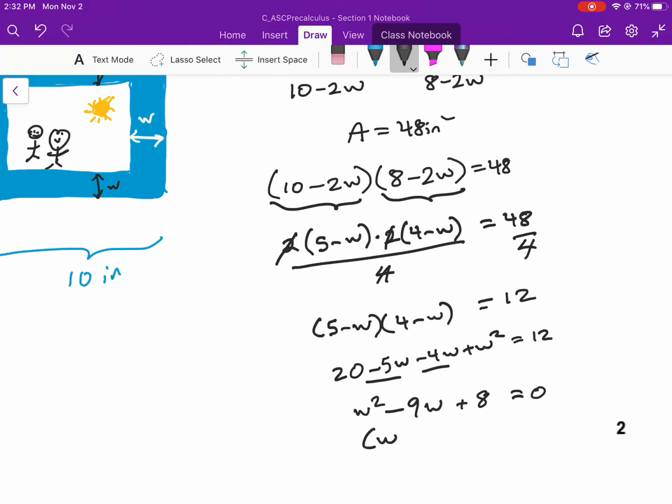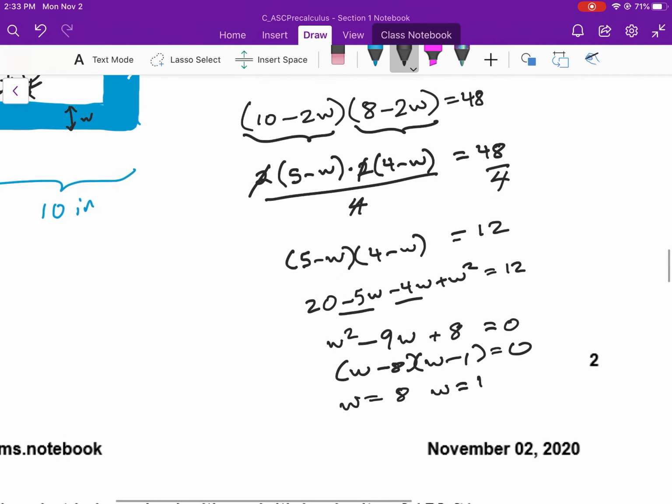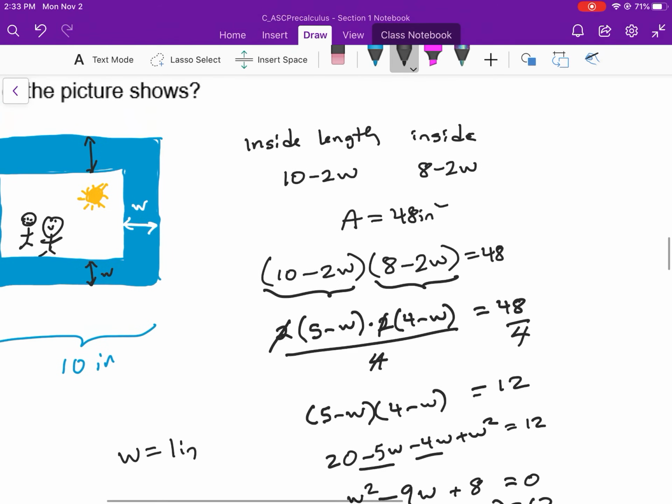And then I'm like, oh, that's pretty cool. That'll factor, right? So this is minus 8, minus 1. So w either has to be 8 inches or w has to be 1 inch. Now the 8 doesn't make any sense in this case, because if I do 8 minus 8, I'm going to end up with nothing. So I don't want that. So I want my width to be 1 inch. So my width is 1 inch all the way around.